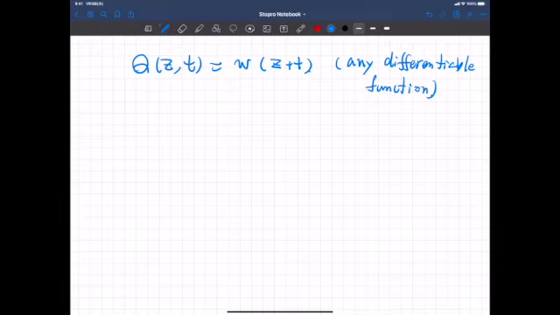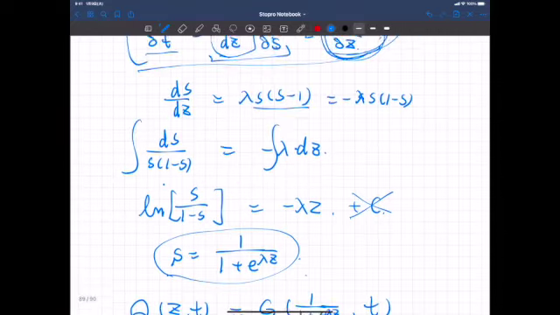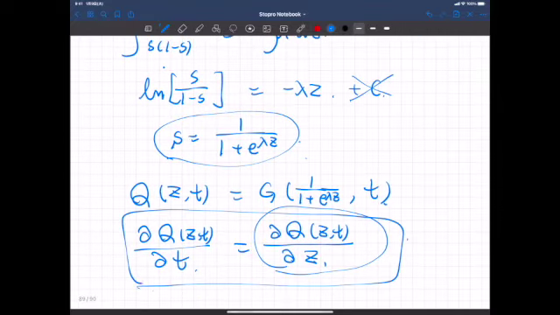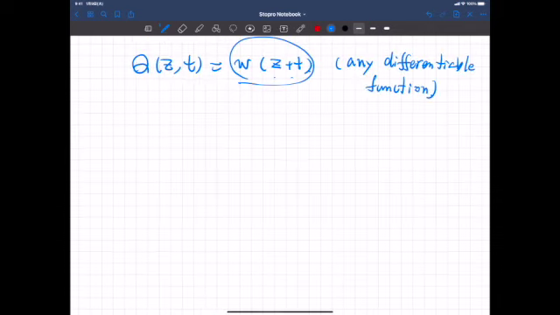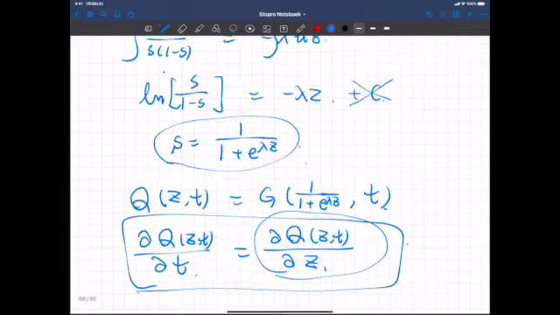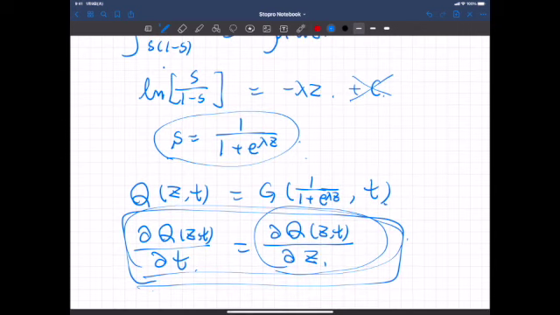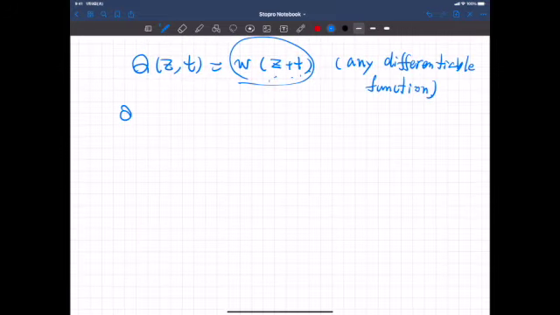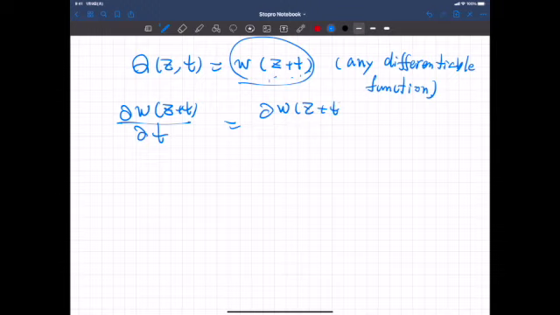Okay, so any differentiable function of z plus t can satisfy this partial differential equation. You can check. If you substitute this function, assuming it is differentiable with respect to z and t, then this is automatically satisfied. If we put this, we'll see that this is the derivative of w(z plus t) with respect to t and w(z plus t) with respect to z.